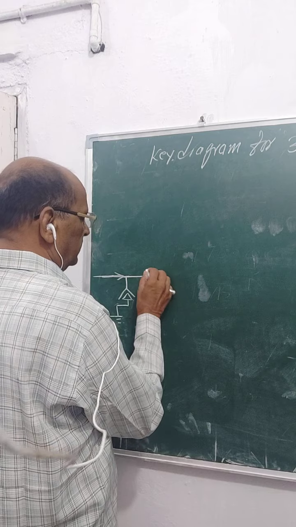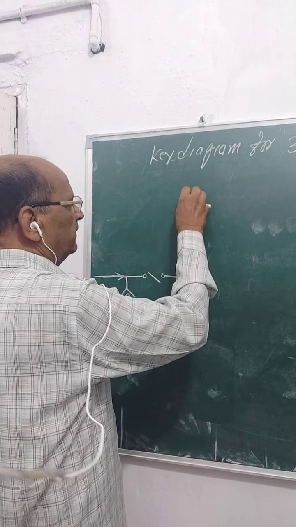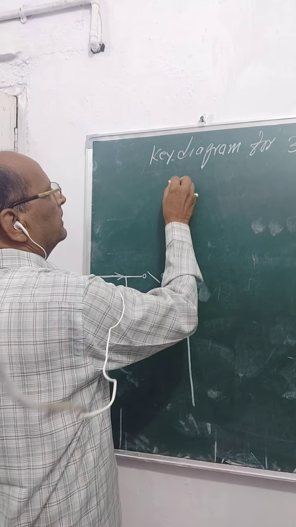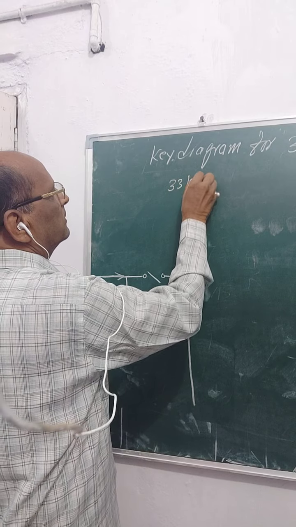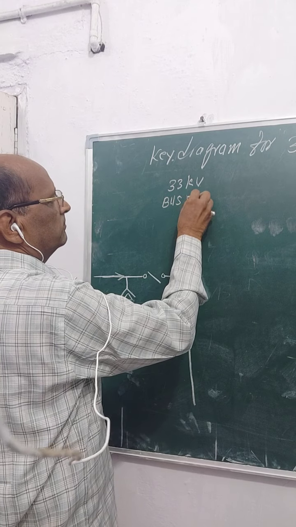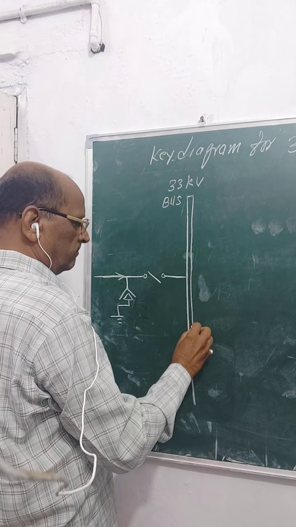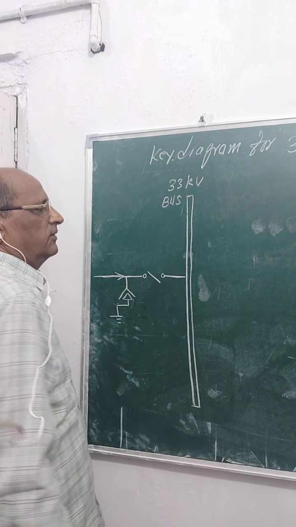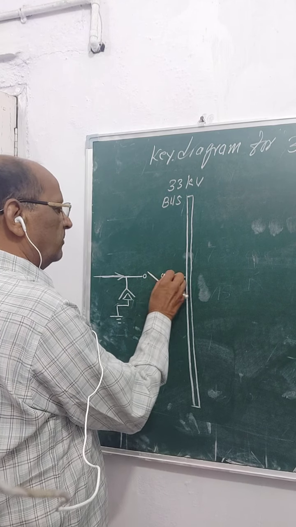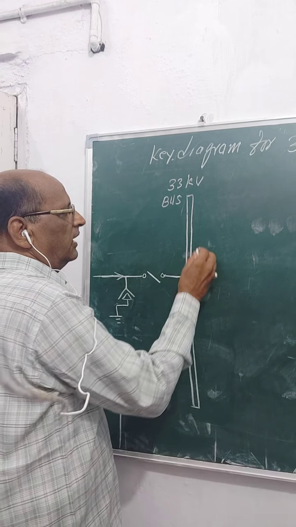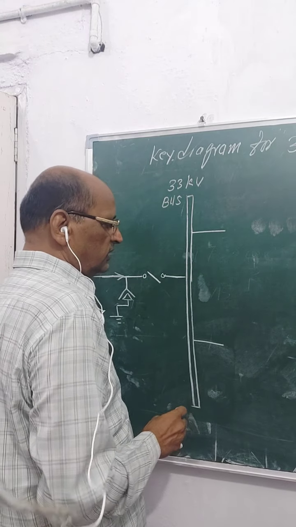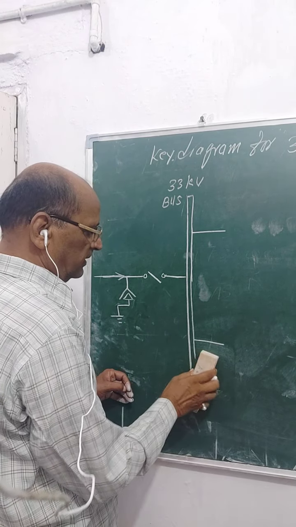Then there is an isolator, and this is the 33 kV bus bar. Okay, it is the 33 kV bus. So when it is charged by this isolator, supply is available on this 33 kV bus, and here we will start. There are two transformers we will use here on this 33 kV bus.